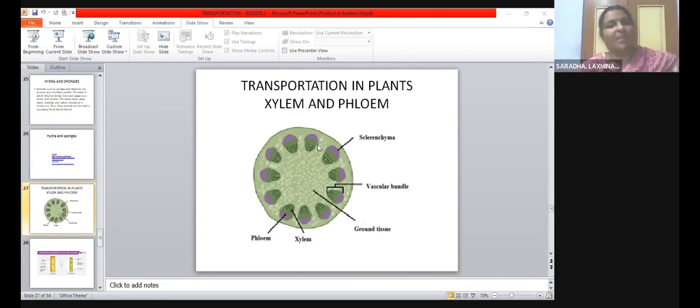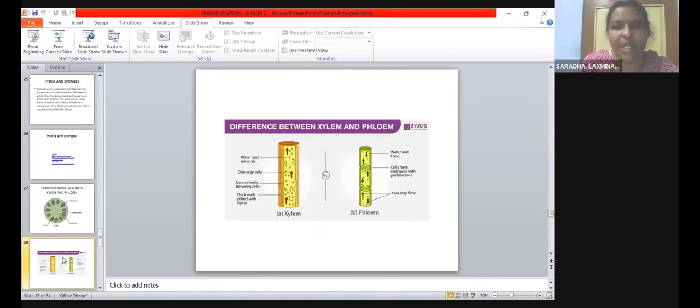So the function of xylem and phloem, the differentiation between xylem and phloem, and the components, all these things, in class 9, because it is a little difficult to remember. Sieve tubes, companion cells and all. So just to explain them, xylem and phloem, and their difference is very, very important.